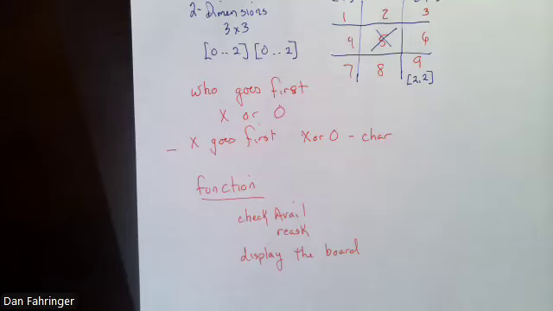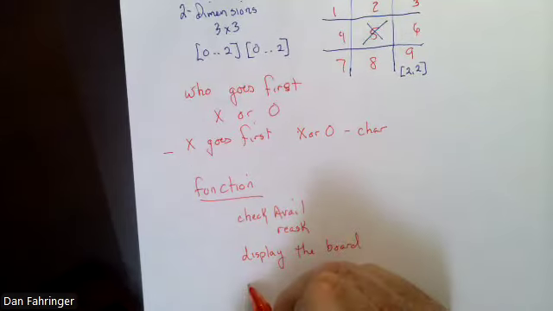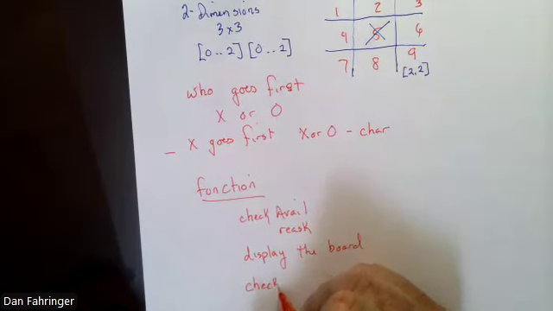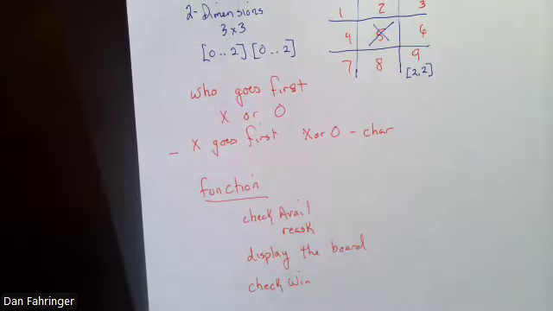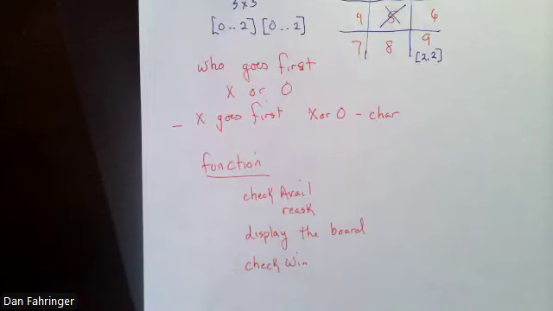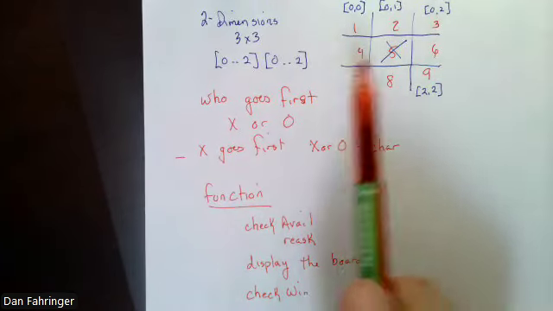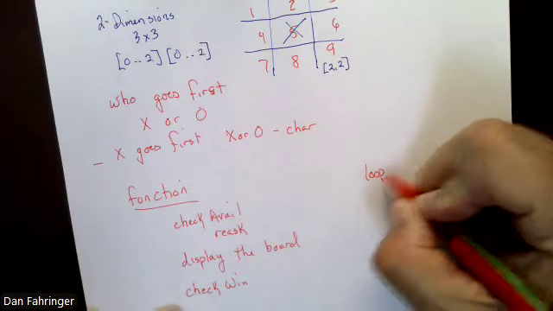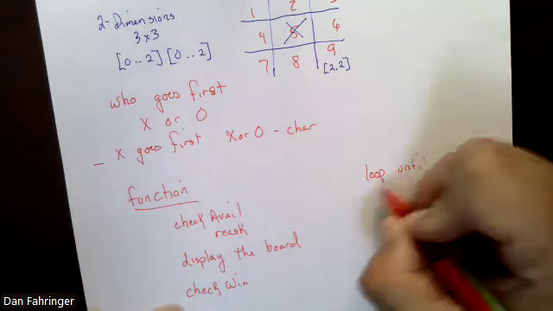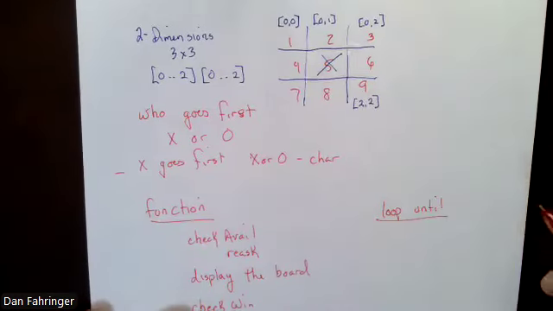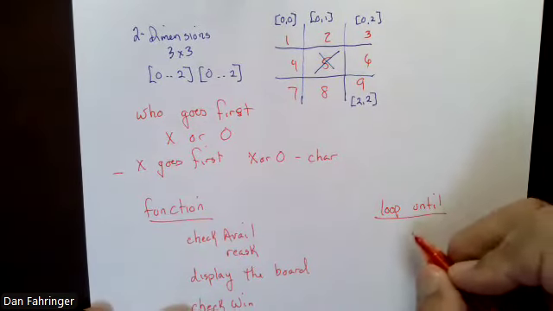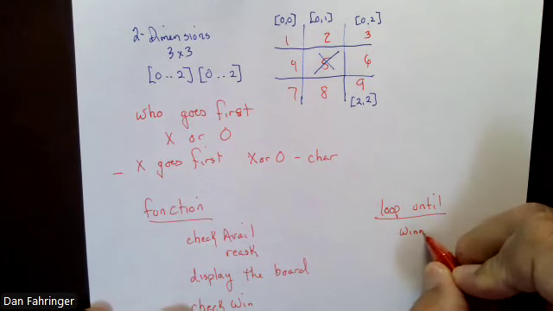A check to see if the person has won after that move. All right, check if it's a win or not. Check for a win, and if it is, we need to get out of a loop. Why are we in a loop? Well, we need to loop around until, more notes. Loop until what? Until win conditions are met. We have a winner.